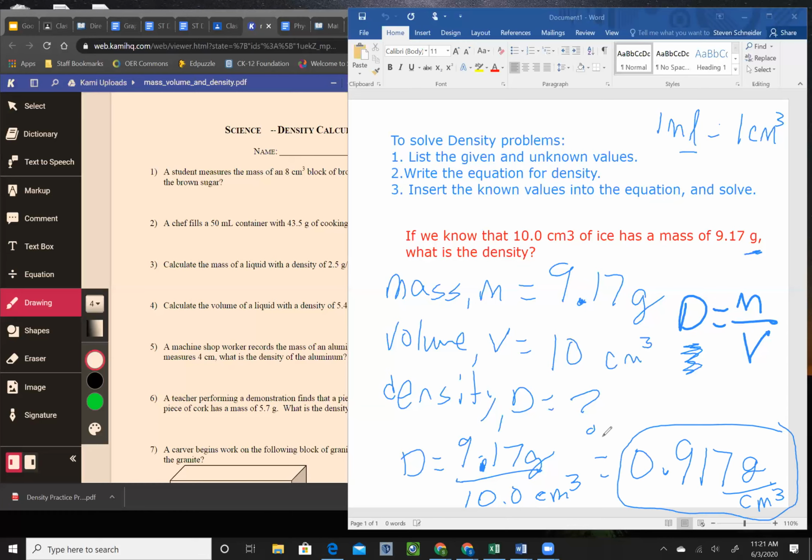So we did 1, 2, 3. We listed our knowns and unknowns. We wrote our formula, and then we plugged in what we knew into the formula or the equation to solve for the one part we don't know.